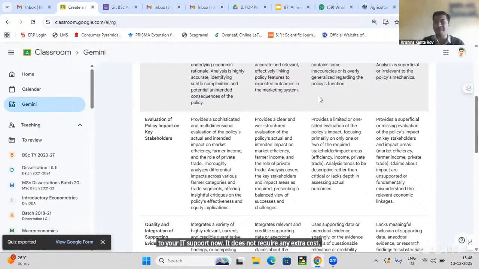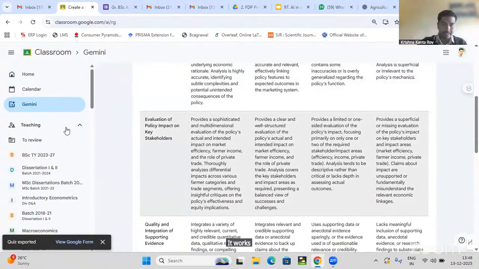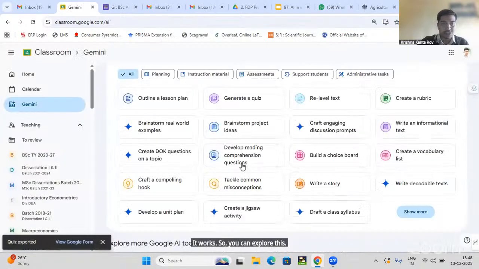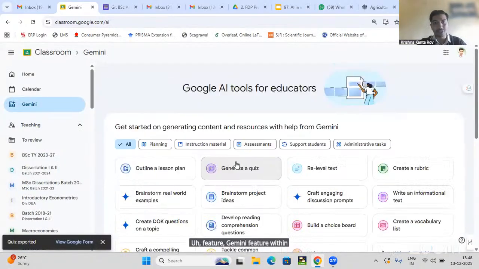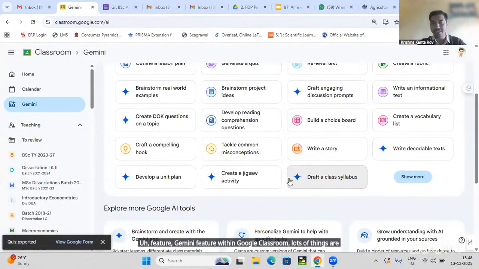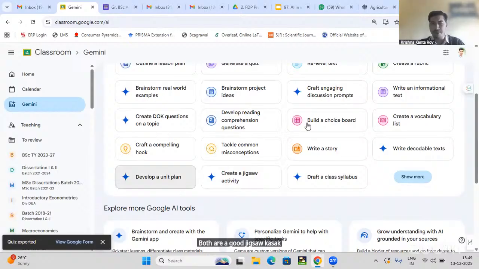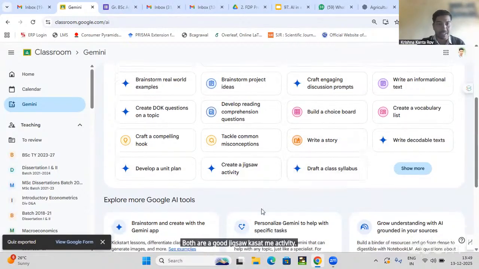But some of you, I'm sure, will have an official email ID, like my official email ID is kk.roy@sse.ac.in. It works. So you can explore this Gemini feature within Google Classroom. Lots of things are there. You can actually see, you can do a lot of jigsaw activities and much more. Explore this once.